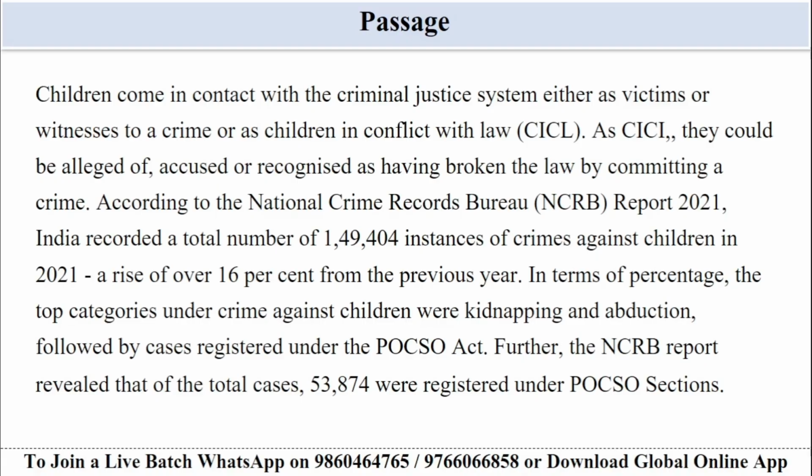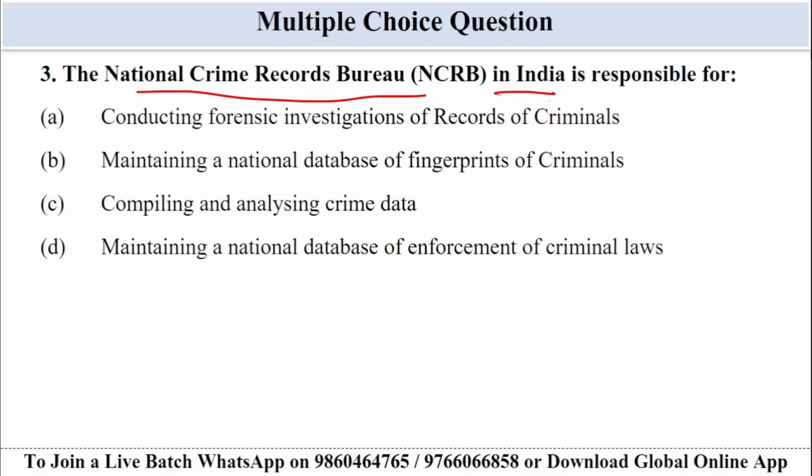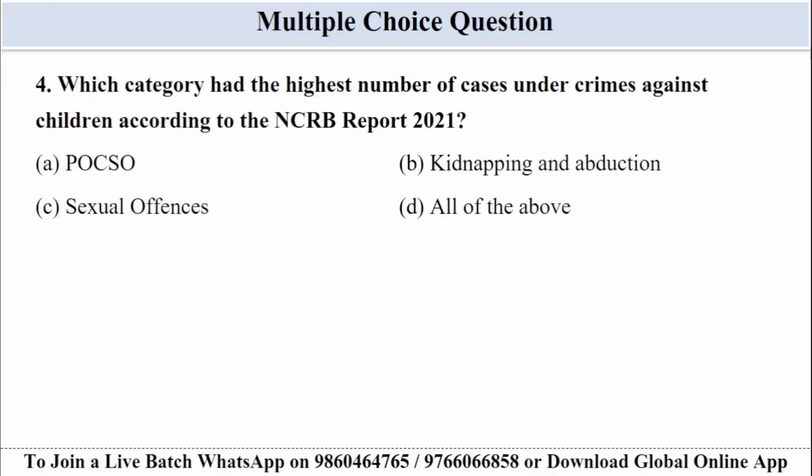So this passage cites the NCRB report of 2021, which means NCRB compiles crime data. It does not mention forensic fingerprints or enforcement directly. So the correct option will be compiling and analyzing crime data. That is option C. Let's go to the next question.